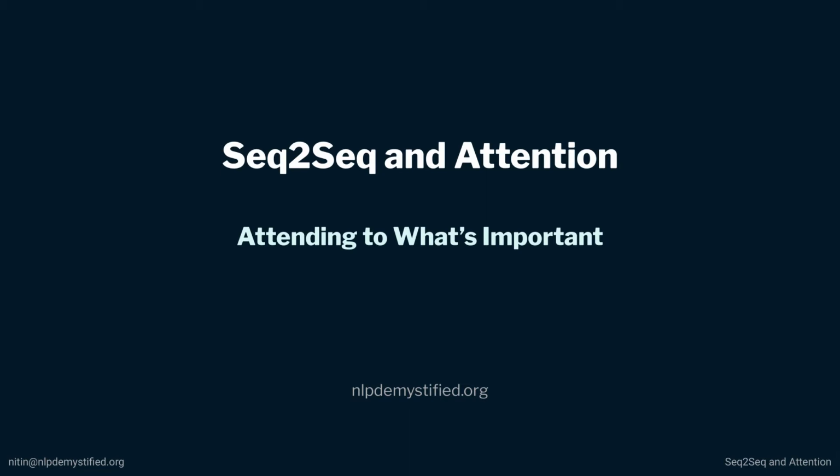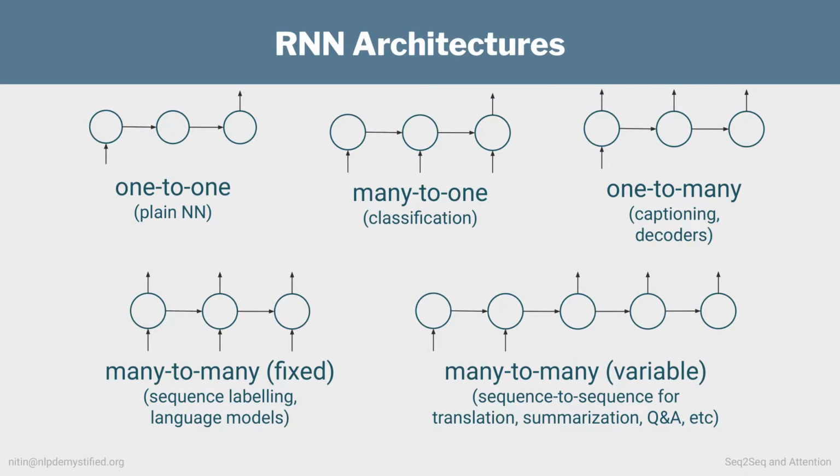The good news is that this model is conceptually simple, and everything you learned about RNNs applies here. We'll then consider the shortcomings of the standard Seq2Seq model and enhance it with a technique called attention. To recap, we finished the last module with different ways to combine RNN cells. We used the many-to-many setup to create a part-of-speech tagger and a language model. In particular, we used a fixed many-to-many setup where each input had a corresponding output.